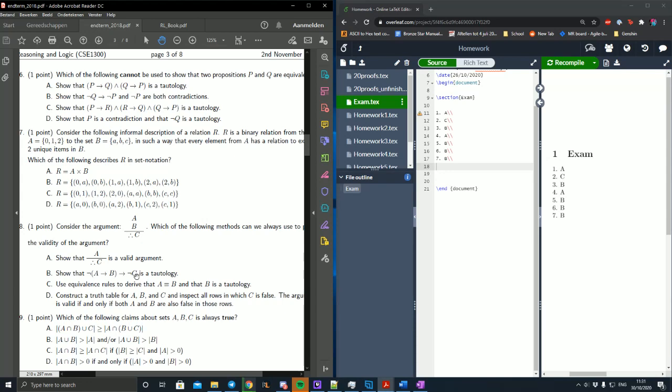Well, the thing we want to prove is that if A and B, then C. So that's not quite true as well. Use equivalence rules to derive that A is equal to B, and B is a tautology. Well, if these are both tautologies, the only way to disprove an argument is if both of these are true and this one is false. This one just says these two are always true, but this one can still be false, so that's not correct.